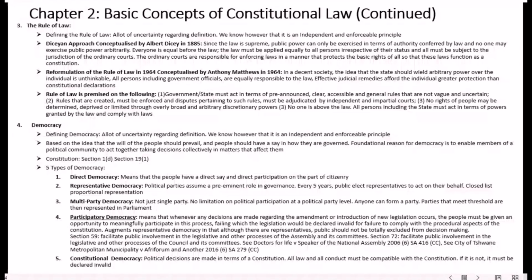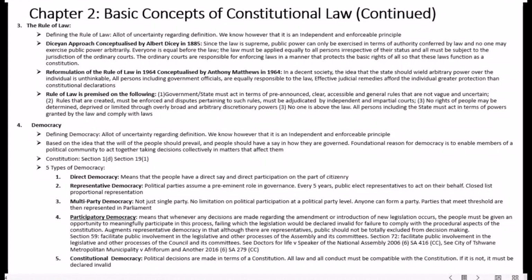So colleagues, in terms of sections of the Constitution on participatory democracy, you can have a look at Section 59, which actually places an obligation on the National Assembly to facilitate public involvement in the legislative and other processes of the National Assembly and its committees. And we've also got Section 72, which is actually a mirror of Section 59, but this one is in respect of the National Council of Provinces, and it also places an obligation on the National Council of Provinces to facilitate public involvement in the legislative and other processes of the National Council of Provinces and its committees.